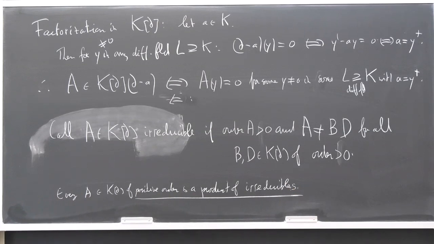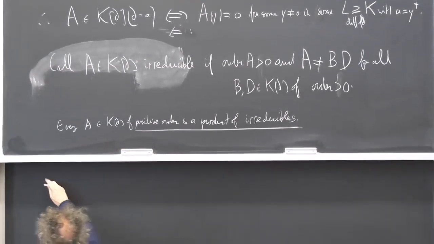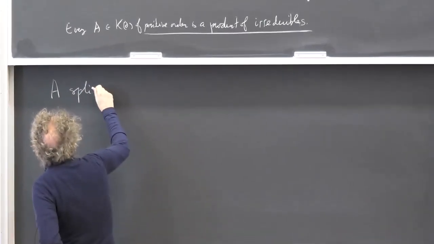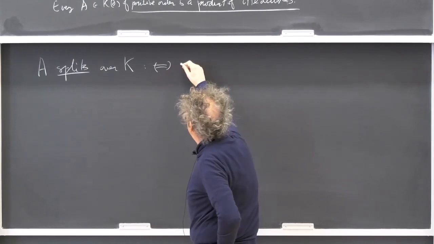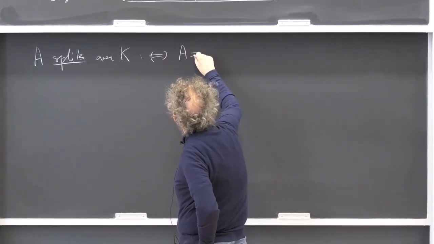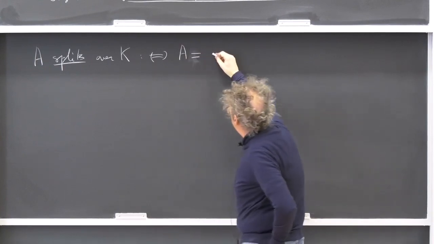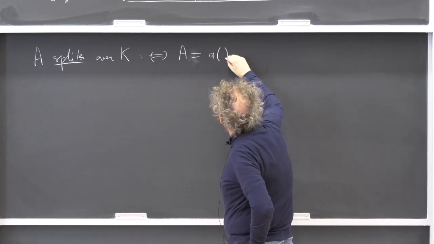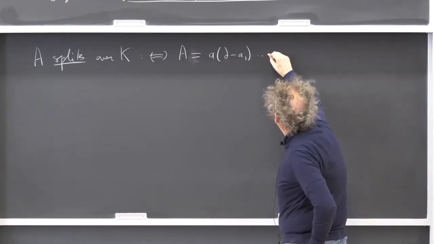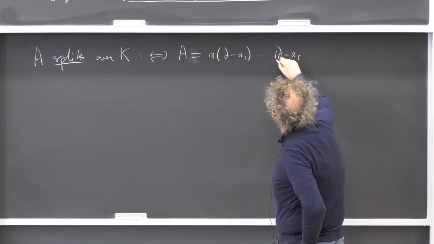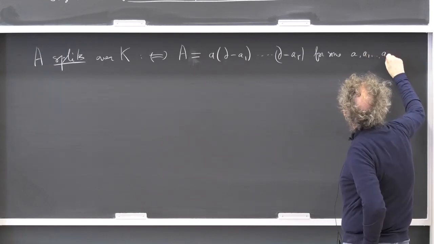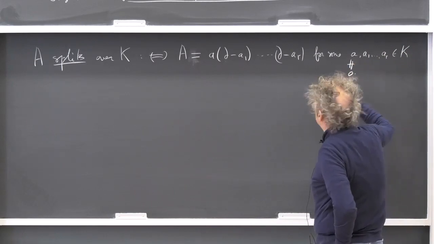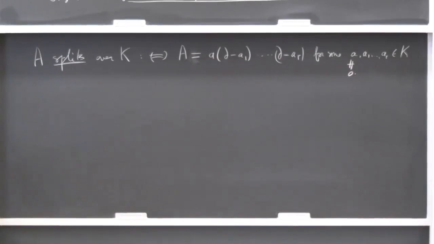But I want to say what it means for A to split. A splits over K. Well, first of all, I require it to be non-zero, otherwise it's not interesting. A is simply a product of order 1 factors, A1 up to AR in K delta, and A not zero. So it's like a polynomial factoring into linear factors of degree 1.